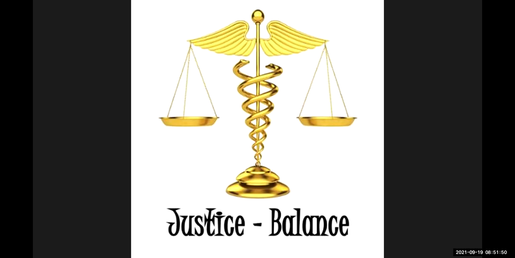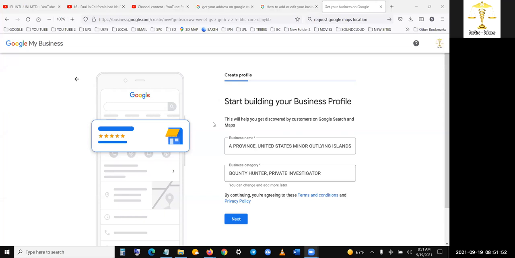Man, I'm just having so much fun with this. I'm starting my business profile over here to get a location. I don't know if it's gonna work, but look: Jeton lead to private bank, estate and trust, lead to province, comma, United States minor outlying islands, right? Business category: bounty hunter, private investigator.